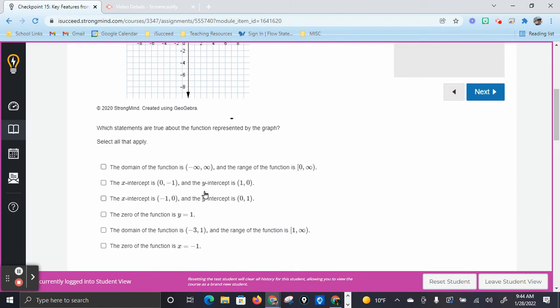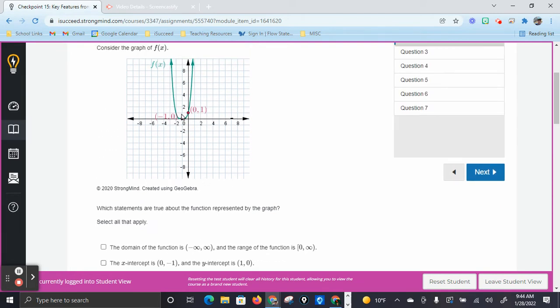Okay. So the domain of the function is -infinity to infinity. So does every x work? Yep, this line is continuous, there's no holes, there's no jumps, and the arrows go both directions to the left and to the right, which means it's all real numbers. And the range, does it start at 0 and then go up from there towards infinity? So the range is the y values. So the y value starts at 0 and then does it go up? Yep.